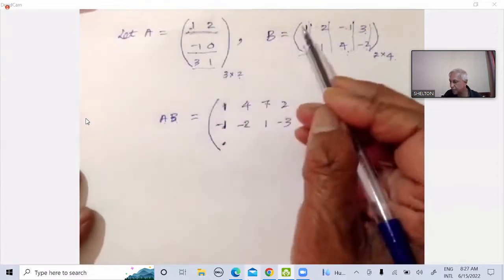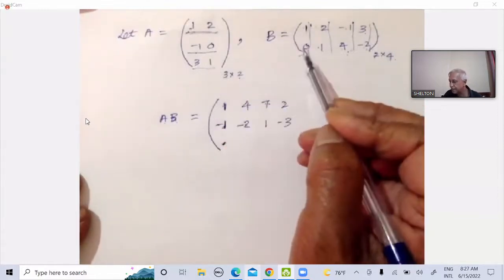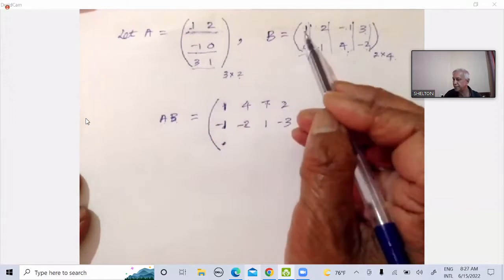You multiply this by this and this by this and add. 3 times 1 is 3.